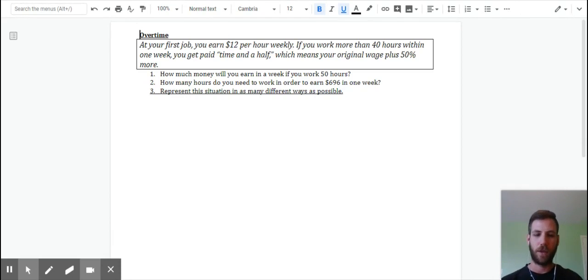In this particular word problem, we are looking at an example where someone is at their first job and they earn $12 per hour. If they are working more than 40 hours within 1 week, they're getting paid time and a half. That is overtime pay and very common among hourly workers. It means that they are just making their original wage, in this case $12 per hour, plus 50% more just for those overtime hours, the ones beyond the 40-hour standard work week.